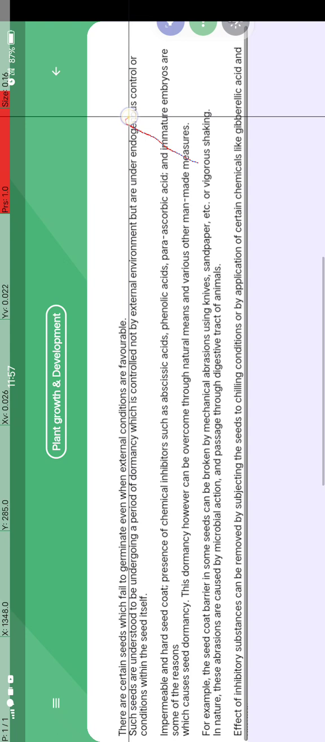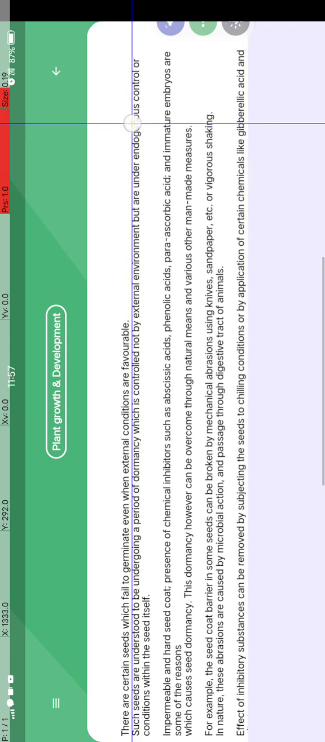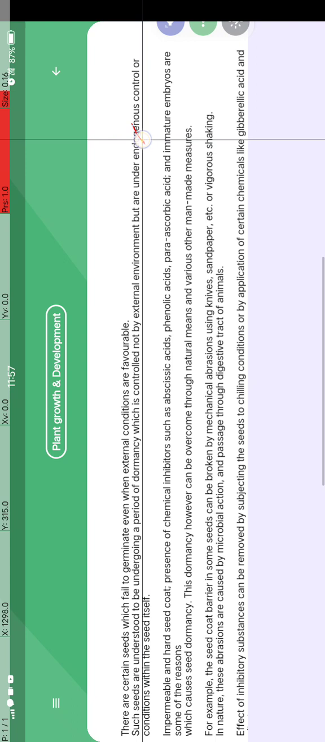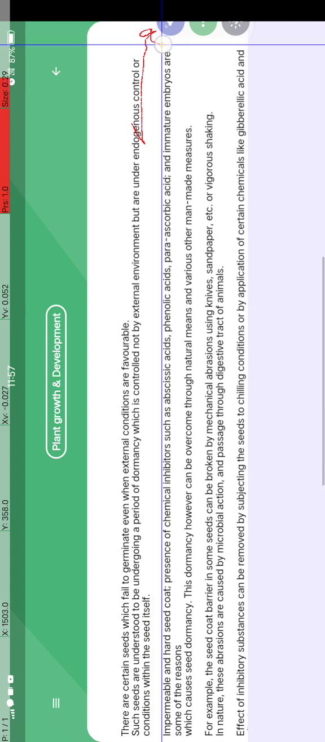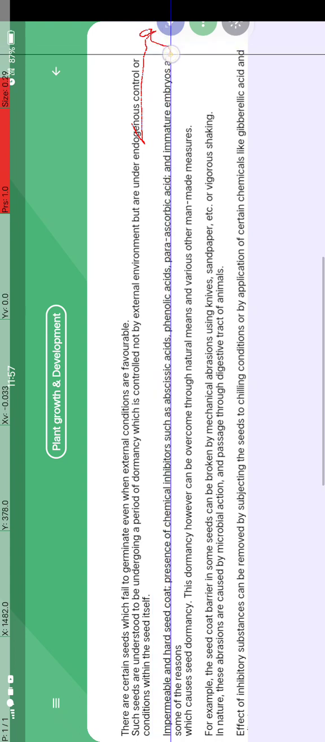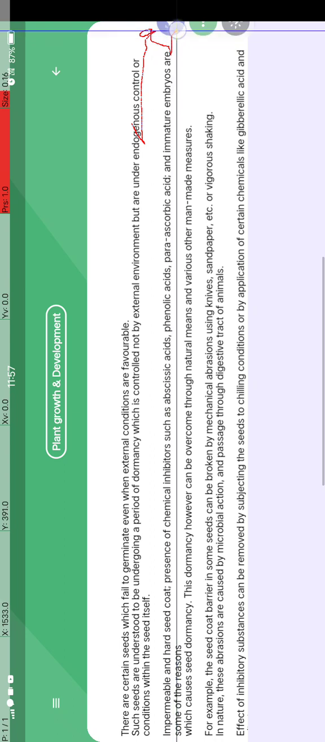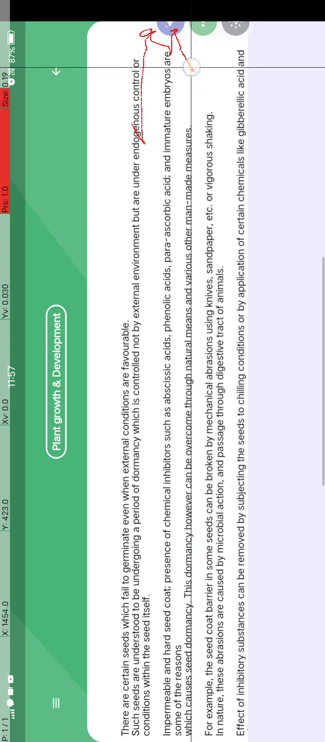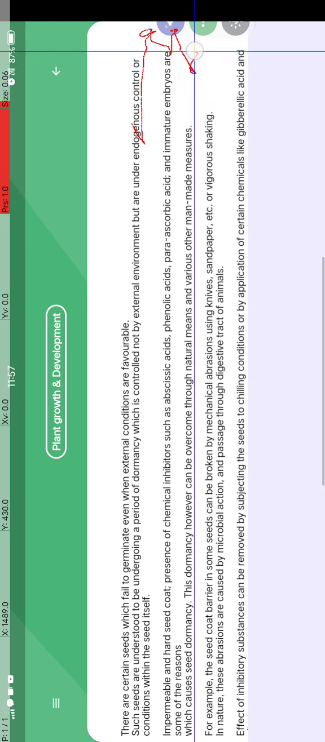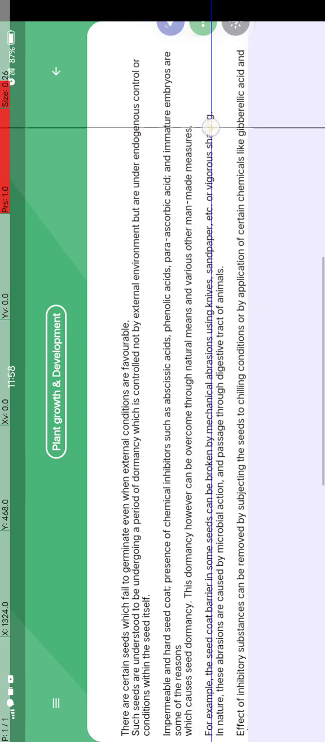Seed dormancy kya hota hai? There are certain seeds which fail to germinate even when external conditions are favorable. Such seeds are understood to be undergoing a period of dormancy, which is controlled not by the external environment but by endogenous conditions within the seed itself. An impermeable seed coat, the presence of chemical inhibitors such as abscisic acid, phenolic acid and para-ascorbic acid, and immature embryos are some of the reasons which cause seed dormancy.